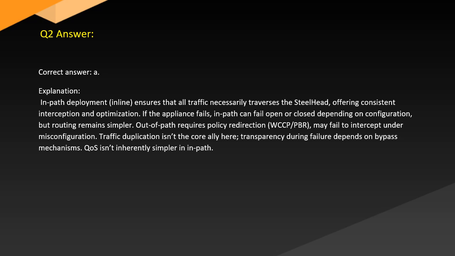Out-of-path requires policy redirection, or fails to intercept under misconfiguration. Traffic duplication isn't the core ally here. The transparency during failure depends on bypass mechanisms. COS isn't inherently simpler in in-path.